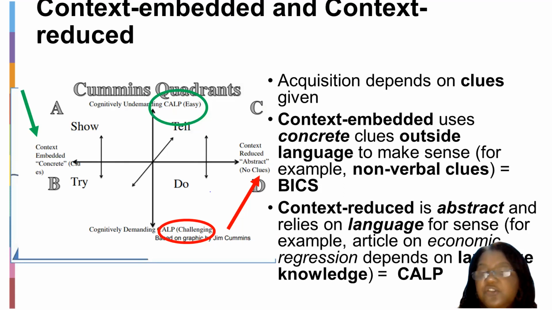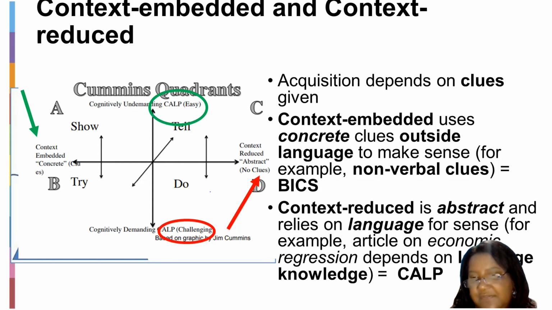You get two types of learning. You get context embedded, and then you get context reduced knowledge. Okay, so what is context embedded acquisition? Acquisition of a language depends on clues given. So context embedded uses concrete clues outside language to make sense, for example, nonverbal cues. So they use a lot of BICS, basic interpersonal communication skills, very basic skills. It's basically those very easy words, easy sentences or easy educational exercises that you are given. And that is what develops BICS.